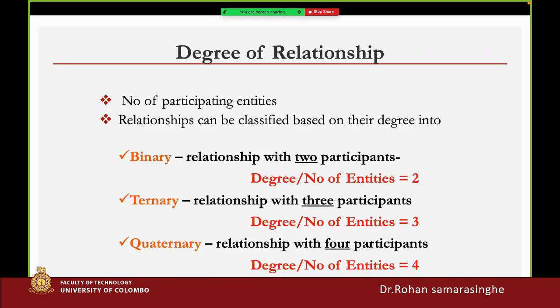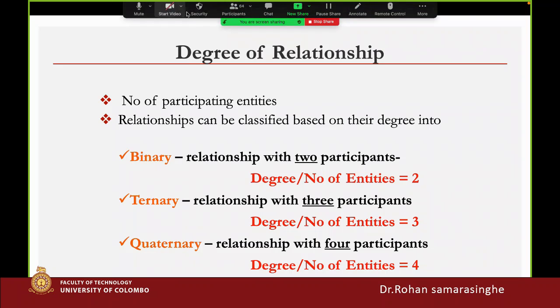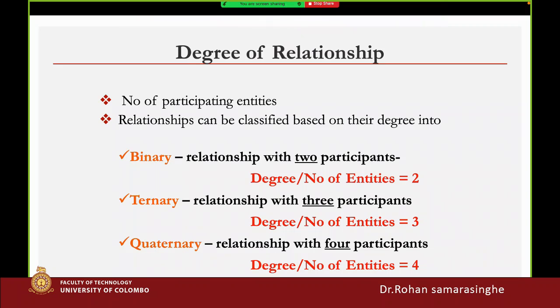So you have to understand what the degree is. Can you explain what the degree of a relationship is? If you understood what the degree is, the answer is there in this slide. What is the degree of this relationship? You just have to read it: the number of participating entities. So relationships can be classified based on the degree into binary, ternary and quaternary.